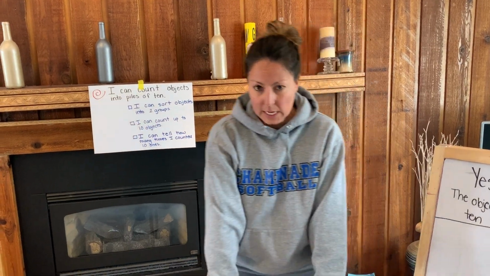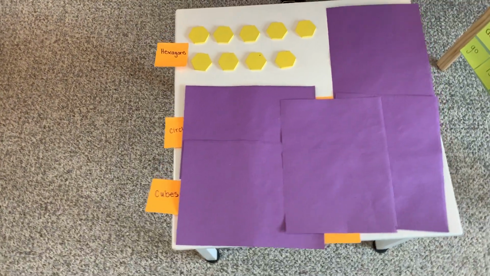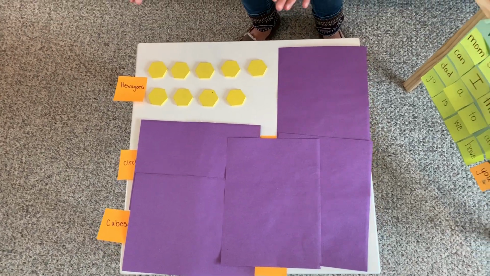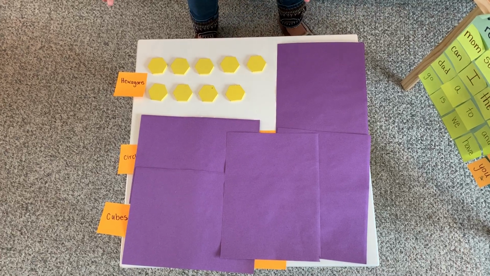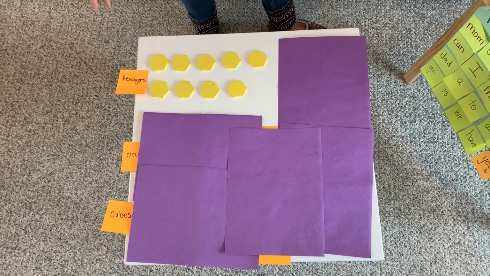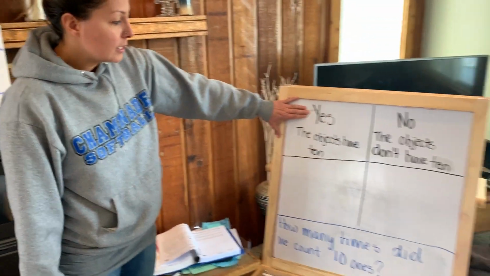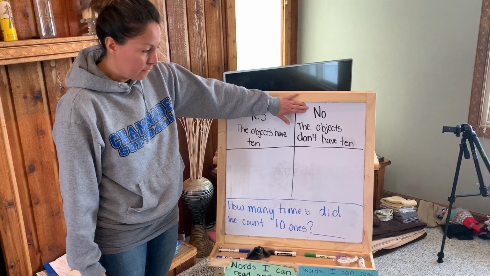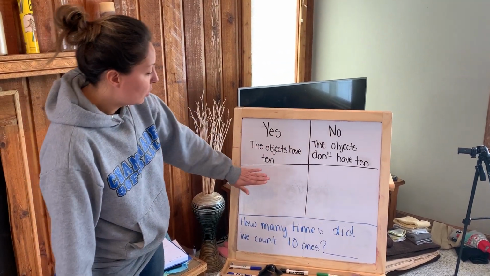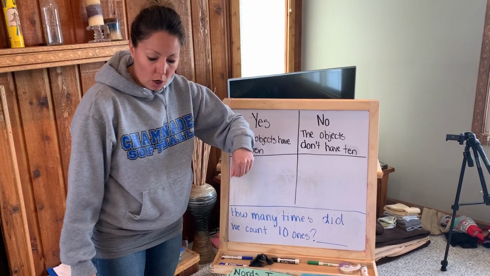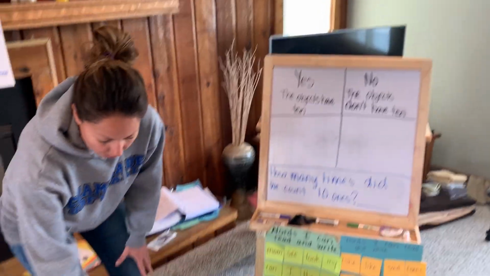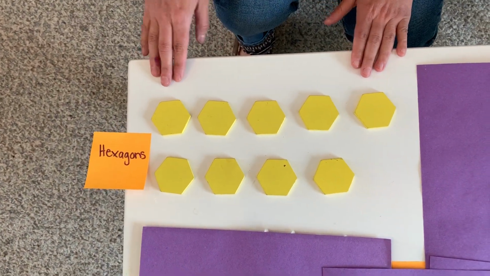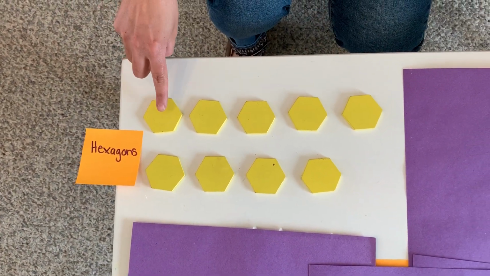I have a table here, and under the purple paper, I have different objects, but I want you to make sure that you're just focusing on the one object that I'm showing you. You are either going to say, yes, Mrs. Sellers, the objects have exactly 10, or no, Mrs. Sellers, the objects don't have 10. And we are going to put the sticky note in either the yes or the no side. So if we look at this right here, our hexagons are our first object. You guys go ahead and count, and I can point to them if you need me to.